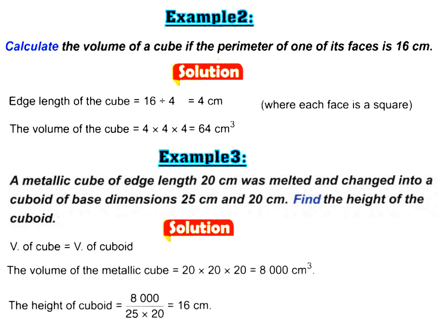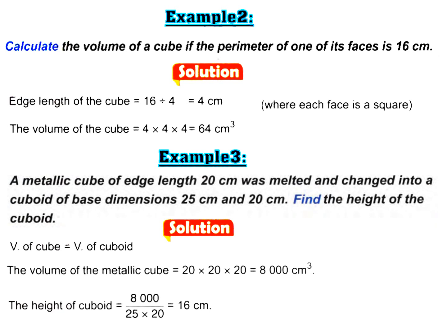Again, he gave me a metallic cube. He melted the metallic cube to form another solid, a cuboid. This means that the volume of the cube before melting equals the volume of the cuboid after melting. So if I get the volume of the cube, it will represent the volume of the cuboid. Volume of cube equals 20 times 20 times 20, because the edge length equals 20, which equals 8,000. So 8,000 is the volume of the cuboid.